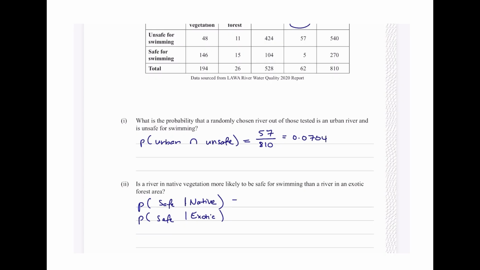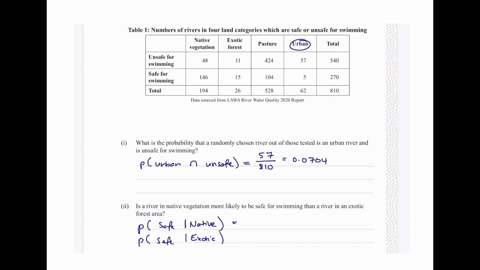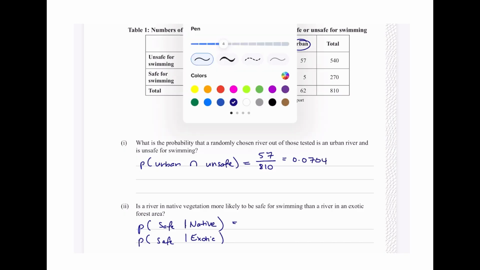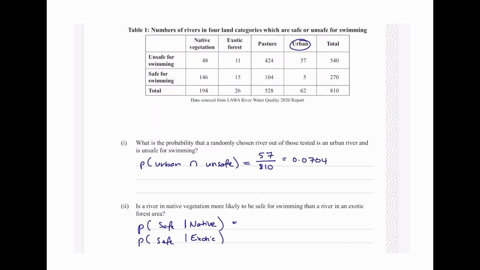So what we do to calculate this, the probability that it's safe given that we're in a native area. So we look at our native column. Our native column is this column here. Okay. So, given that it's native, how many are safe? Well, we look across. Safe for swimming is 146. So 146 out of 194. Because remember, we only look at this column because that's the native column. Okay, so what's the probability there? Well, we just do the division. We should get 0.7526.